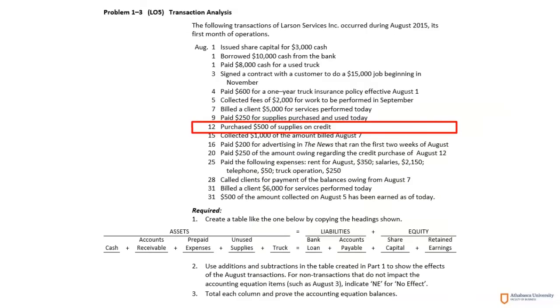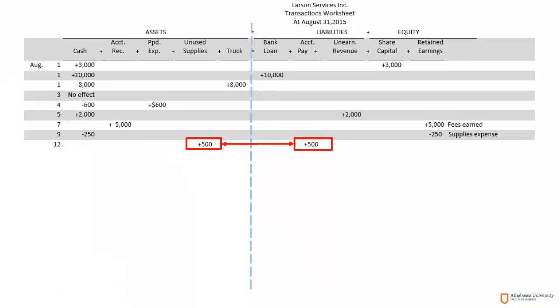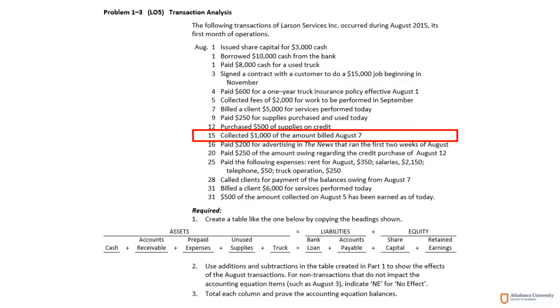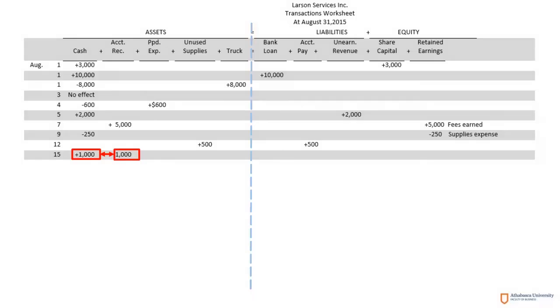On August 12, $500 of supplies were purchased on credit. Supplies, an asset, increased by $500. How were they purchased? On credit, or by increasing accounts payable, which is a liability. On August 15th, $1,000 cash was collected regarding the account receivable established on August 7th. Cash has increased by $1,000 and another asset, accounts receivable, has decreased.